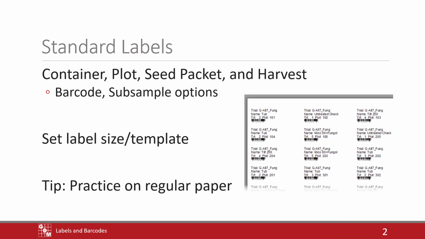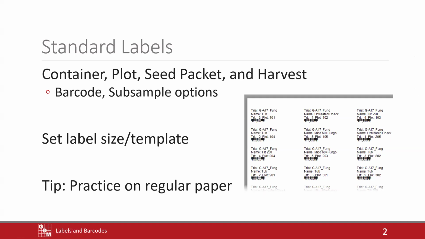Then, of course, within the content of the label, some of them can contain a barcode. Here, it's very, very small on the picture, but there is a little barcode there at the bottom. Some labels have a barcode on it, some do not. Also, subsamples. If you are making plot labels, I think especially you might find the need for subsamples. And so that's also another option that we will see in the list.